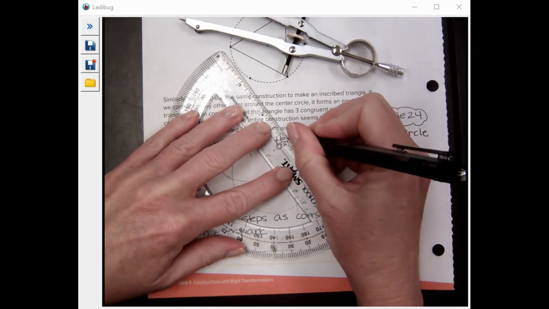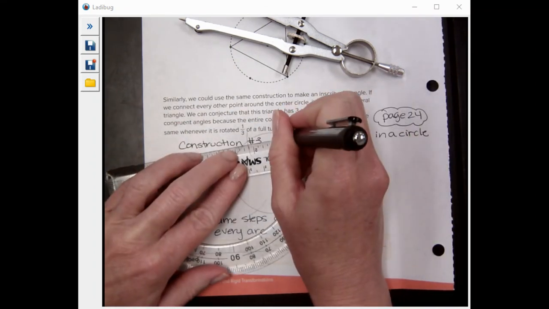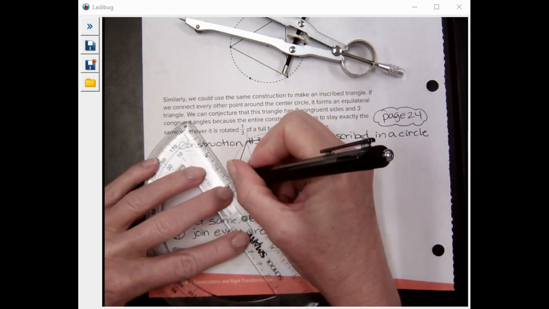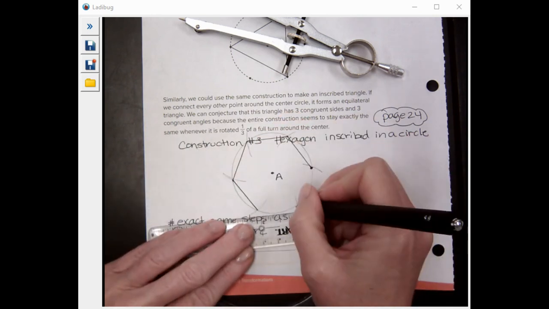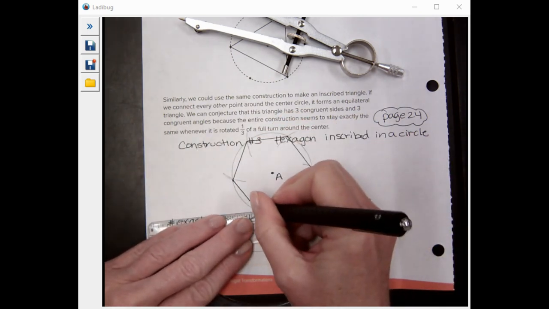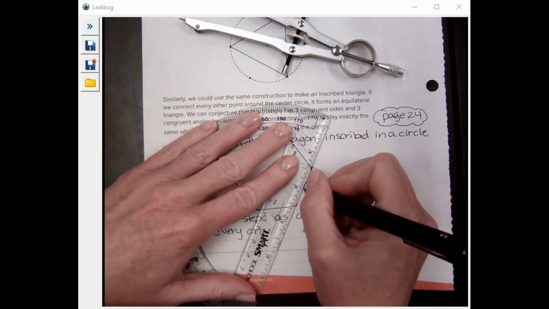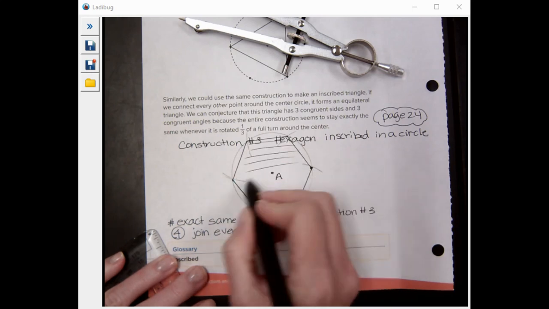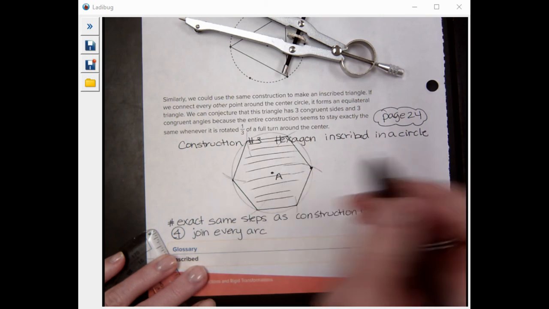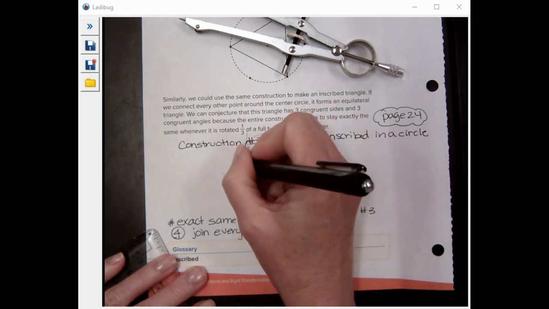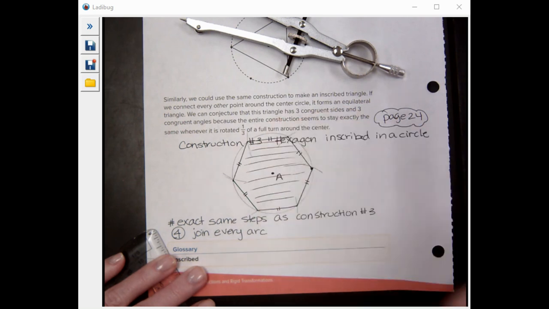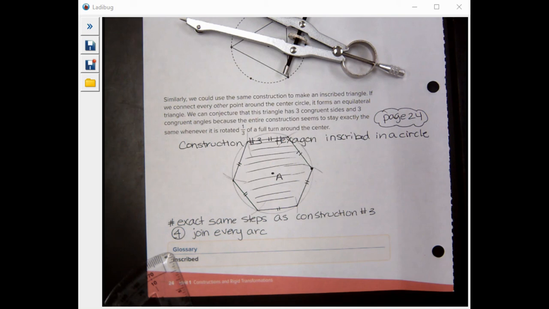So I'm going to connect the first one to my original point, the second one, the third one, and this is giving me my 6-sided hexagon. This is what we call a regular hexagon, meaning all 6 sides are the same length. So this hexagon inscribed inside the circle is my answer, and all 6 sides, let's put congruence marks, all 6 sides are the same length. And this is my hexagon inscribed inside of a circle, and it is my construction number 3.